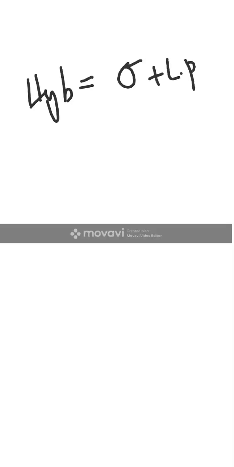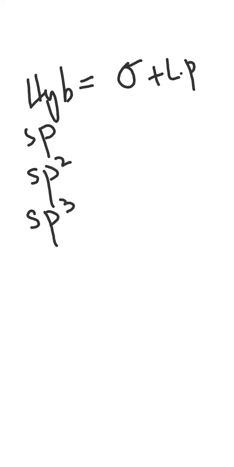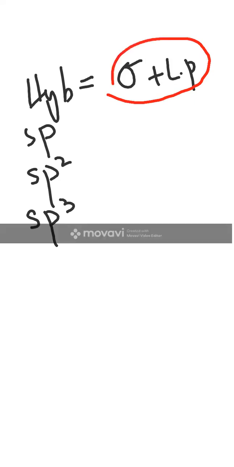Hybridization हमारे पास कौन सी है? sp, sp2, sp3. So if the sum of lone pair and the sigma bond is 2, means 2 orbital, means sp. Simple. Sp means 2 orbital. Sp2, what does sp2 mean? Wait, let me write it like this.